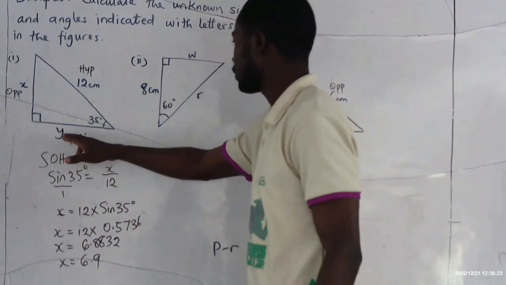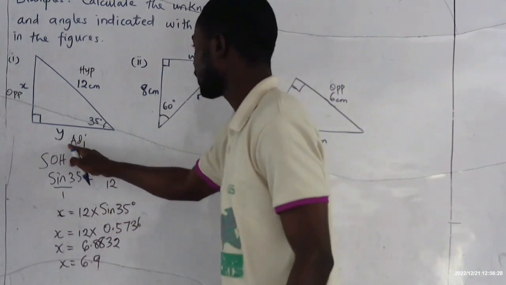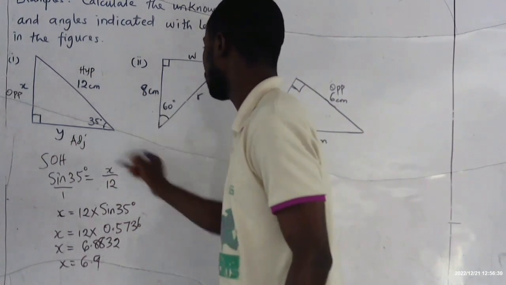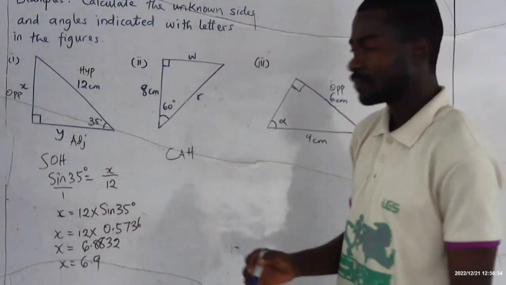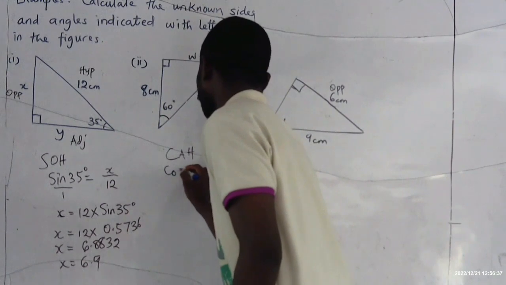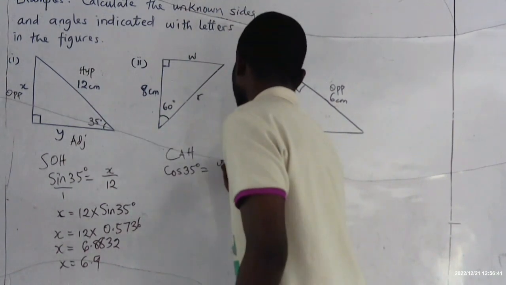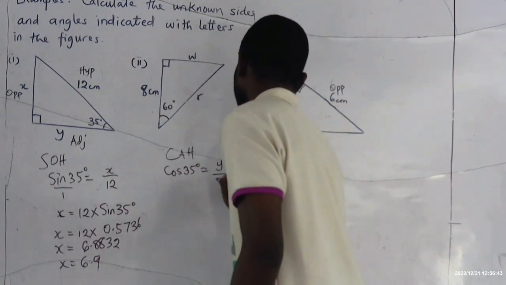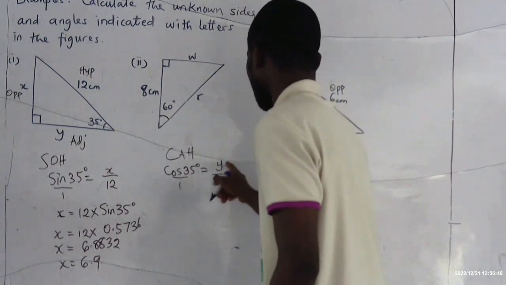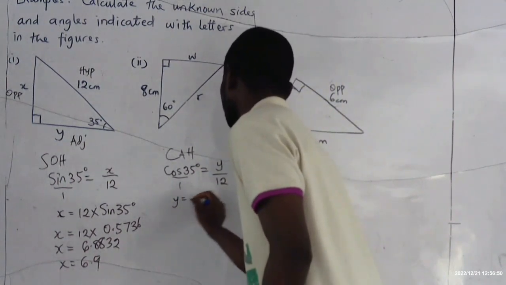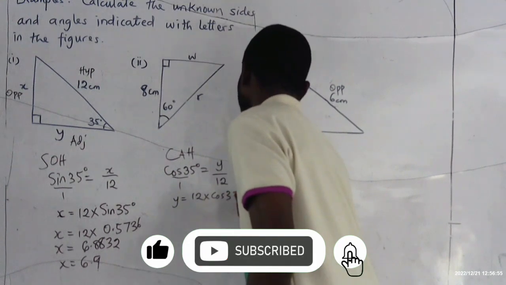Now I want to calculate for y. Calculating for y is on adjacent, and I still have the hypotenuse there. So we have adjacent and hypotenuse, so I'll complete with C, giving us cos. So I'll go with cos 35 degree equals y over 12, adjacent over hypotenuse. Now this is still over 1, so I can cross multiply. y times 1, y equals 12 times cos 35 degrees.